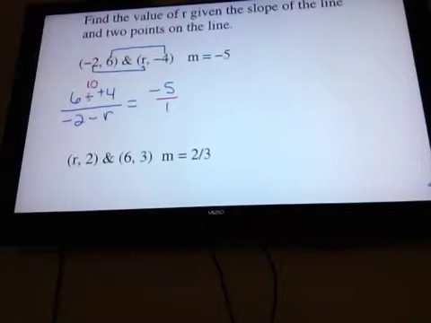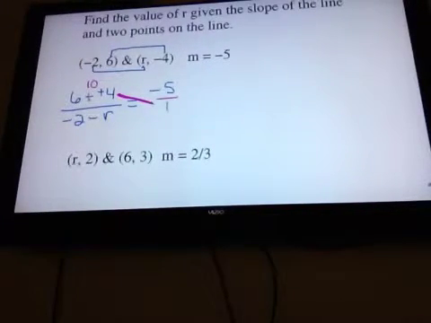And then to solve this, anybody have any recollection of solving something like this? Will? Do you multiply it by negative 2? No. Grady? Wouldn't you just do 10 divided by negative 2? No. It'll look familiar as soon as I show you. We're going to cross multiply.